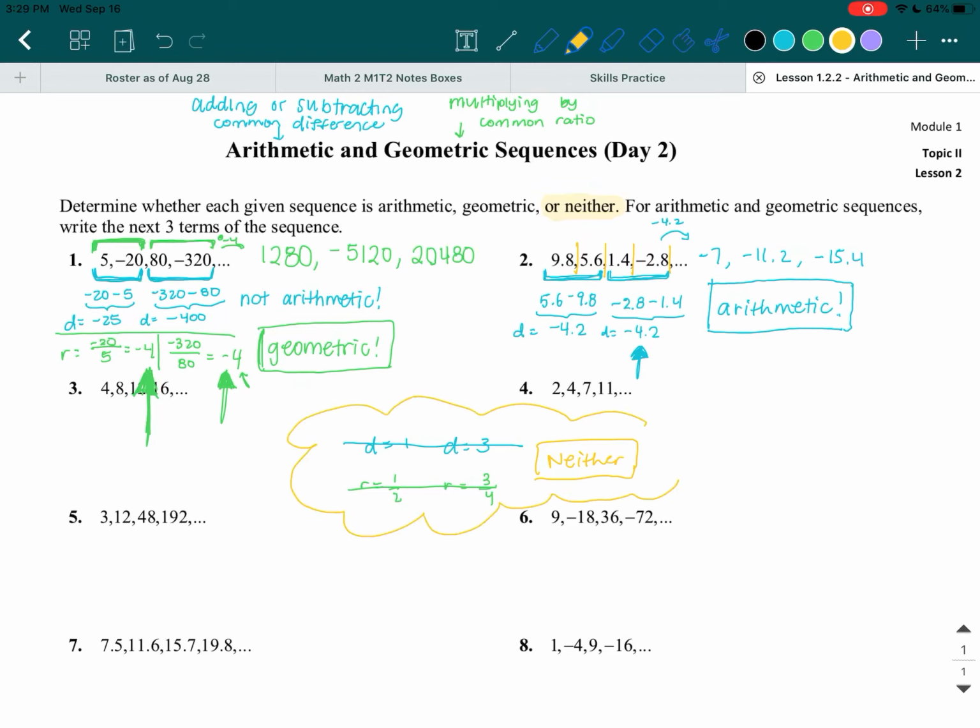So this is the neither situation. I didn't show you the numbers for it. I just showed you how to write your answer. But if you have any more questions when you get to it, feel free to ask me. Please let me know if you have any questions, okay?